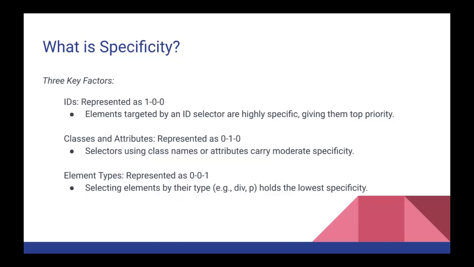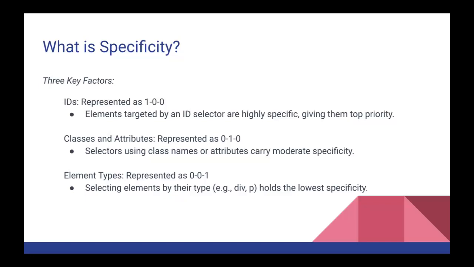show on the document. And when you're talking about specificity, there are three key factors to take into consideration. Just remember that specificity is represented with three numbers. As you can see, IDs are represented as changing the number in the first column. Elements targeted by an ID selector are highly specific, giving them top priority.